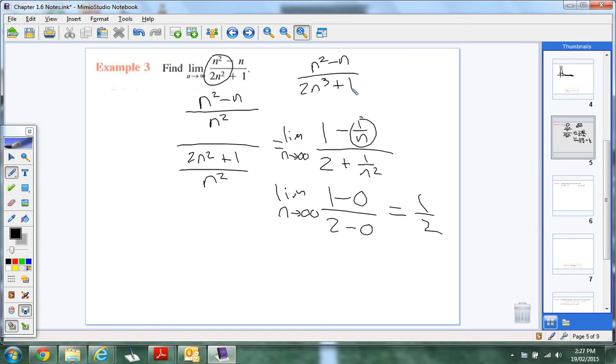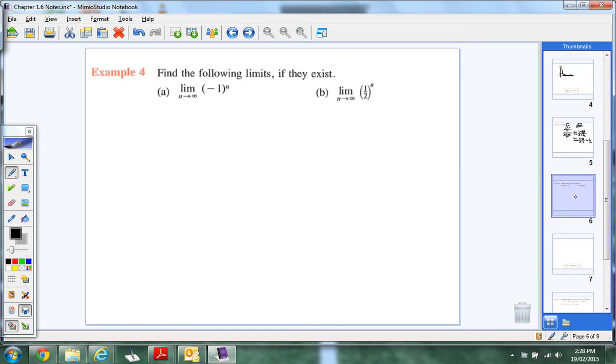0, because the bottom has a cube. It's growing a lot faster than the top, so it's going to get bigger faster. Okay? Does that make sense? Perfect. Are we good? On to the next here.